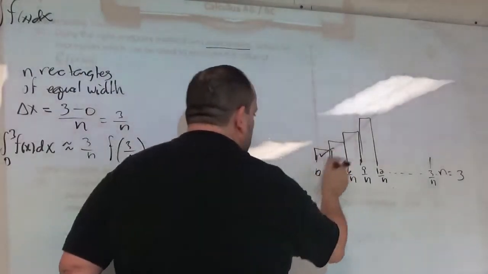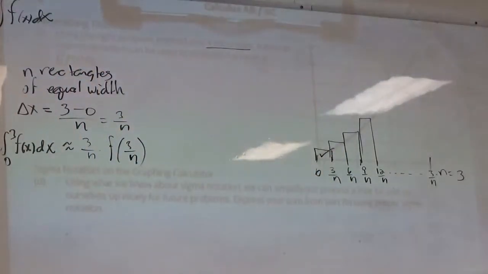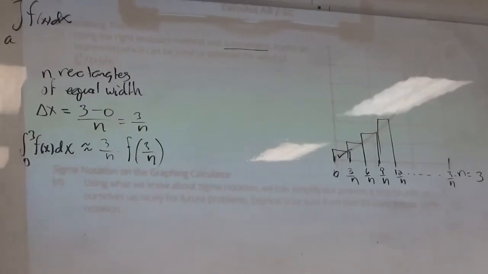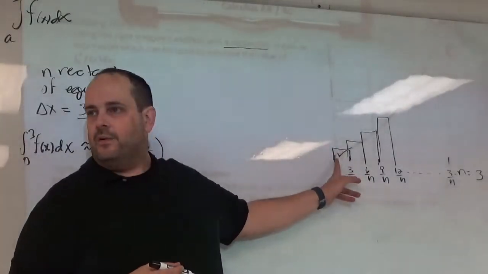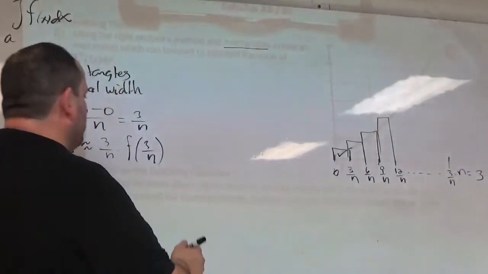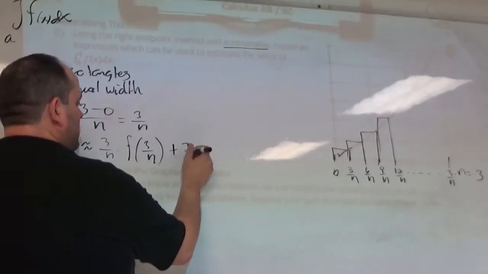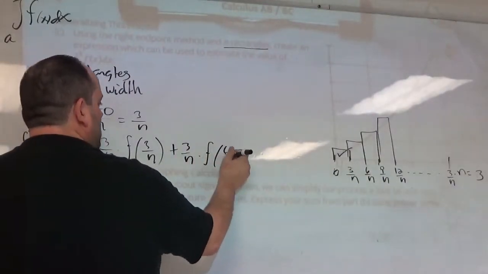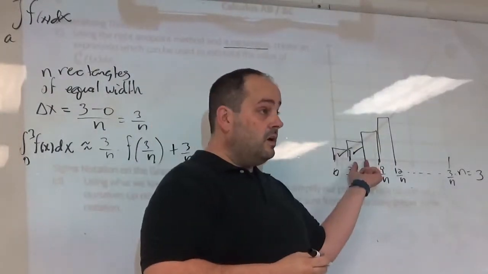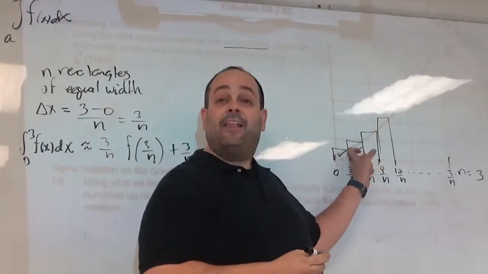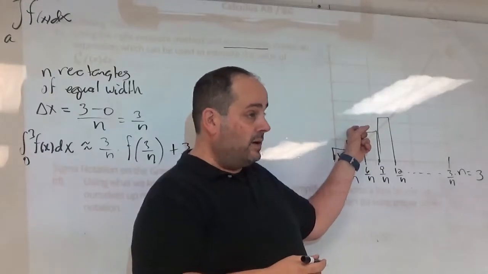That's your first rectangle. I want to get some hands in this. What's the area for the second rectangle? Jackie, don't call it out. The first one was 3 over n times f of 3 over n. Rebecca, what do you got? 3 over n times f of 6 over n. Love it. The width is 3 over n. The height is determined at the right point, so f of 6 over n.